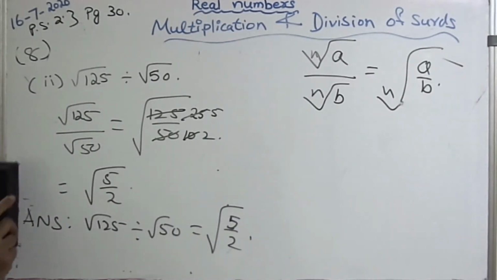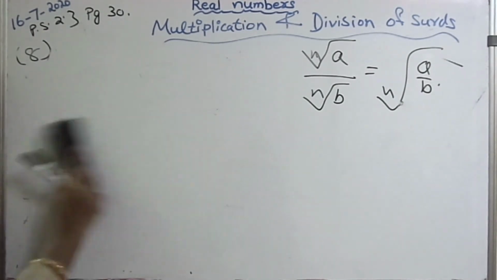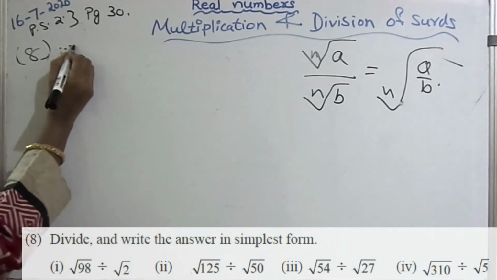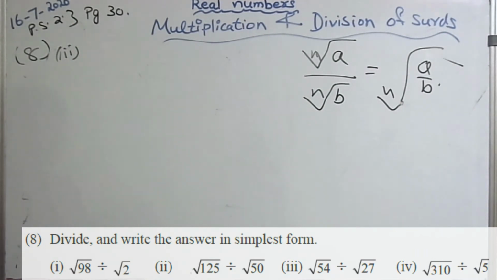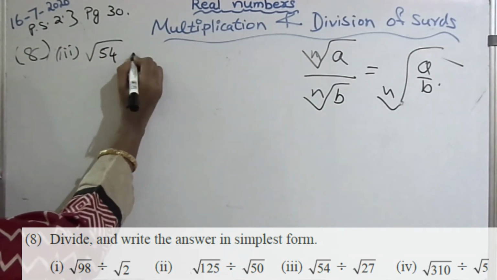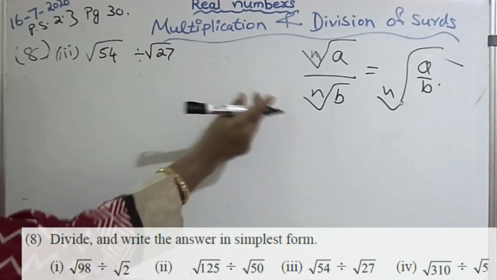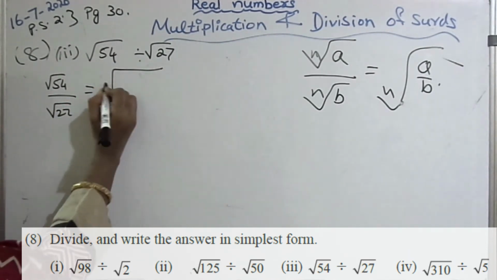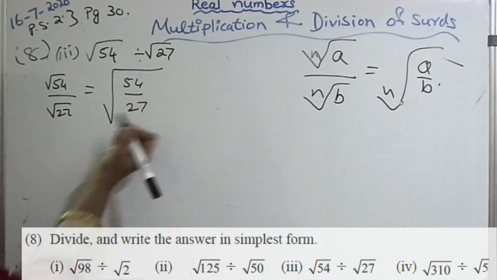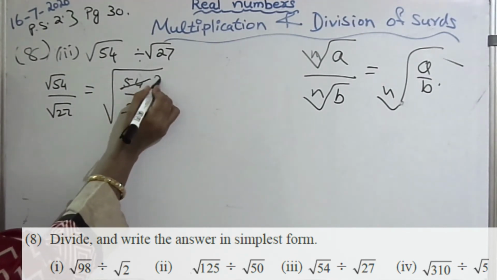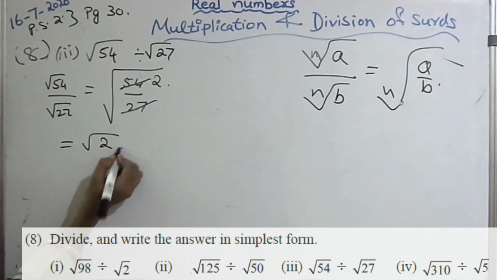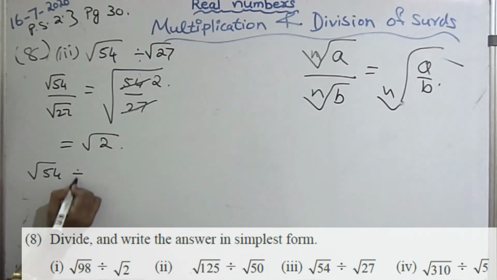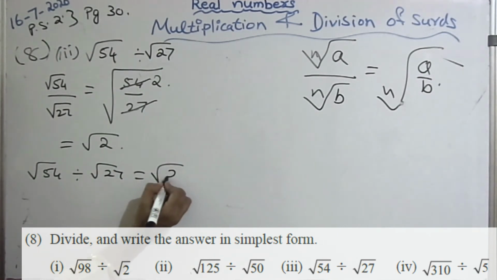Okay. Let us proceed to the next sum. Children, whenever you want to write something, pause the video and write it down. Root 54 divided by root 27. So according to this law, when the order is same, you can take a common root, this 54 upon 27. 27 goes in 54 how many times? 27 2s are 54. Answer is 2. Root 54 divided by root 27 is equal to root 2. This is the answer.